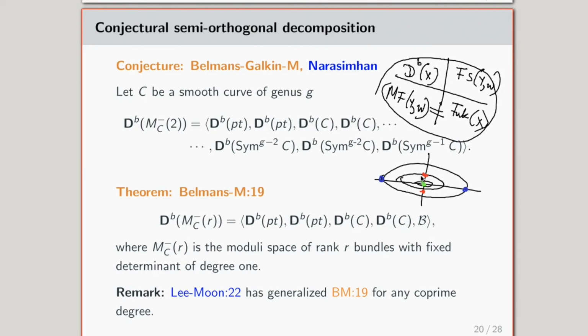And then there is some supporting evidence for this conjecture. The first was by Kuznetsov and Swarnava, and also by Narasimhan independently, who proved that version of our theorem for r equal to 2, but they had only one copy of the curve. So with Belmans, I added another copy of the curve. Then this was generalized by Lee and Moon this year. Here I assume that L is of degree 1, but Lee and Moon prove it for L of arbitrary degree coprime to r.